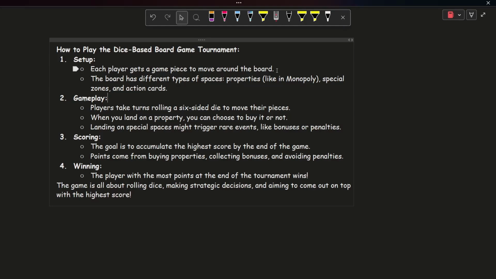Scoring: the goal is to accumulate the highest score by the end of the game. Points come from buying properties, collecting bonuses, and avoiding penalties. Winning: the player with the most points at the end of the tournament wins. This game is all about rolling dice, making strategic decisions, and aiming to come out on top with the highest score. This game gives you a nice understanding of the distributions. I hope this game will really boost your interest in these statistical distributions.